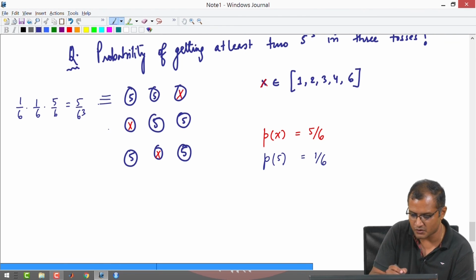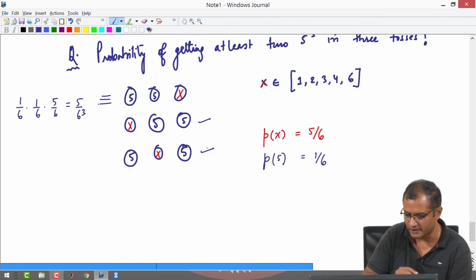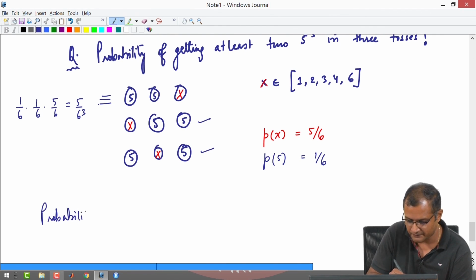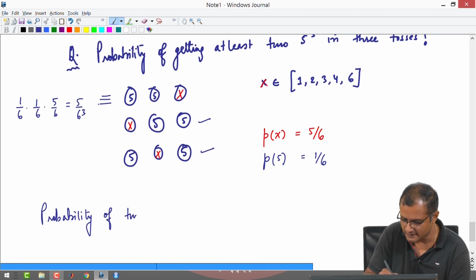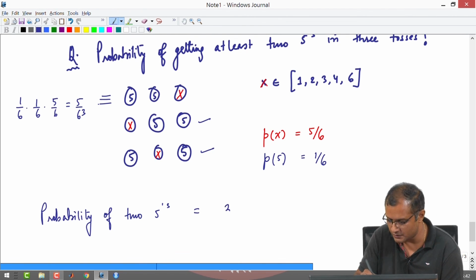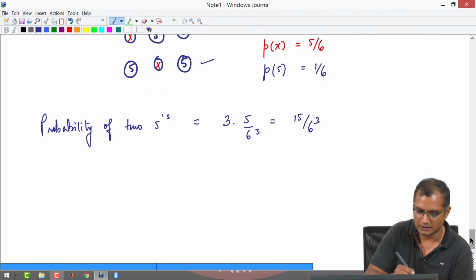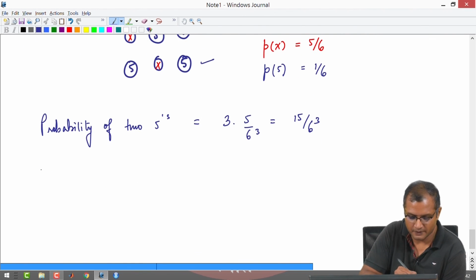Now, there are 3 such ways in which it is possible. You have one more way here and one more way here. So, the total probability of getting 2 5s in 3 tosses is basically 3 into 5 by 6 cube, which is 15 by 6 cube. Okay. That is the answer to the problem.